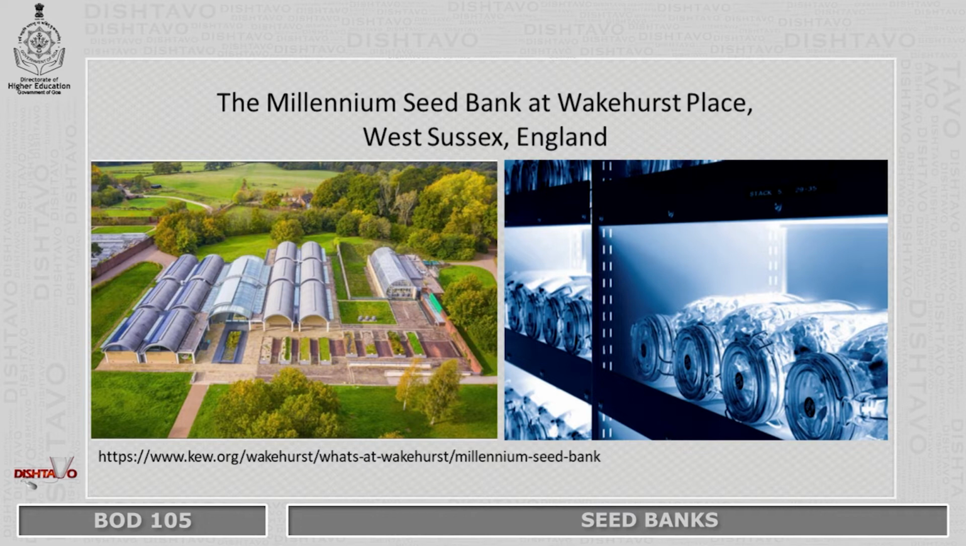This slide shows images of the Millennium Seed Bank at Wakehurst Place, West Sussex, in England. These are the buildings, and these are the conditions in which the jars containing the seeds are kept, at strict environmental conditions which favor the preservation of the seeds, which can later be used for germination under special conditions.